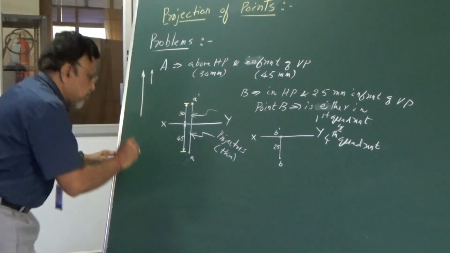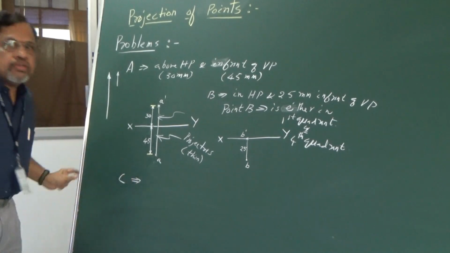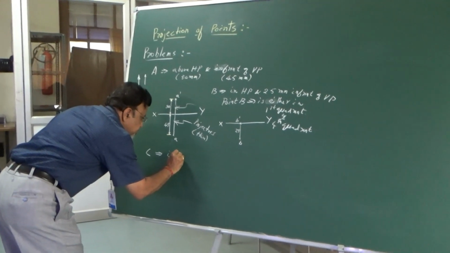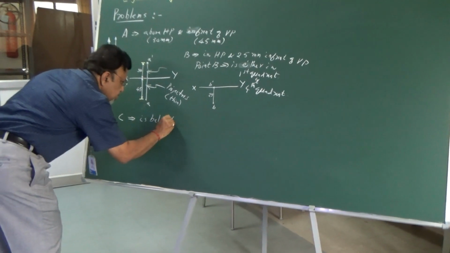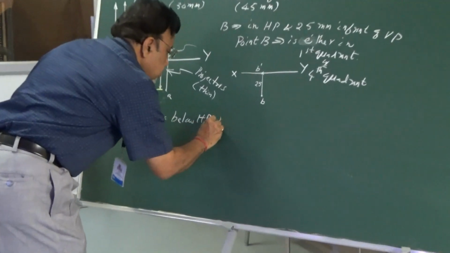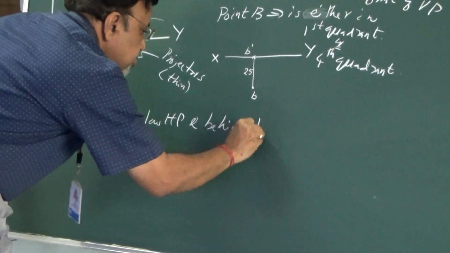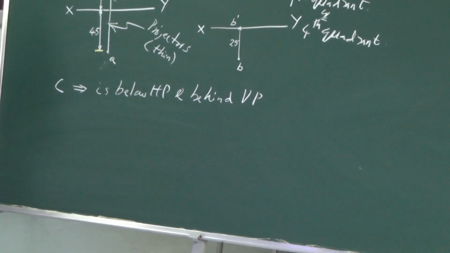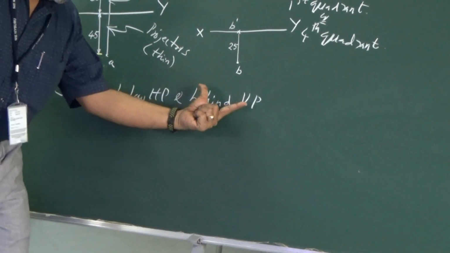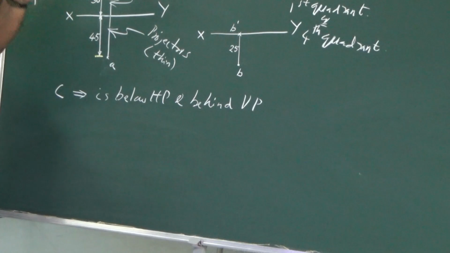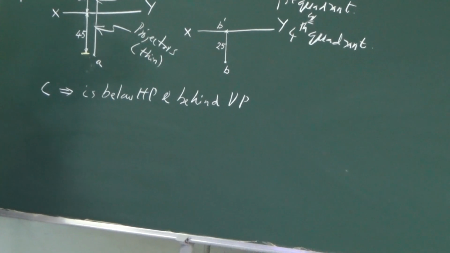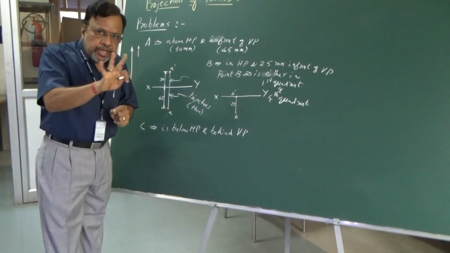Okay, now let us go to some other problem. Let us say we have a point C, and point C is below HP and behind VP. Now what do you mean by the point being below HP, and what do you mean by the point being behind VP? Again, you need to always see the planes and keep on visualizing, though not required, because I told you the procedure in the previous class and at the beginning of this session.